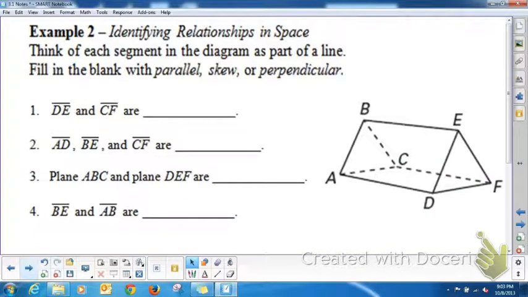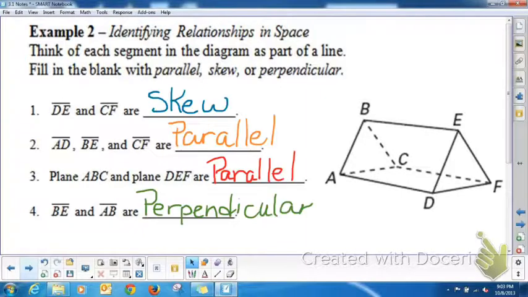Now you try and identify some of these relationships in space. Pause the video and see if you can find whether these are parallel, skew, or perpendicular examples. So take a minute, pause the video, and see if you can identify them correctly. If you said that segment DE and segment CF were skew, you were right. They're not in the same plane and they're never going to intersect. If you said that AD, BE, and CF are all parallel lines, that's true.